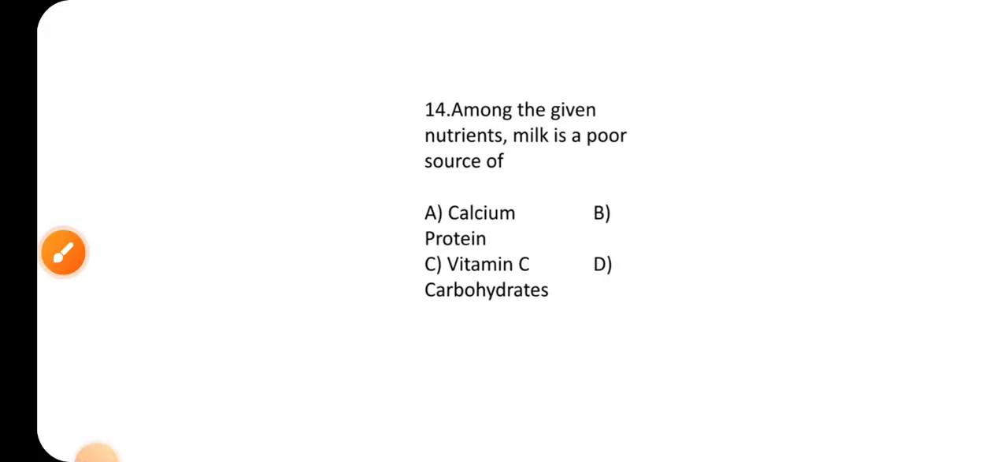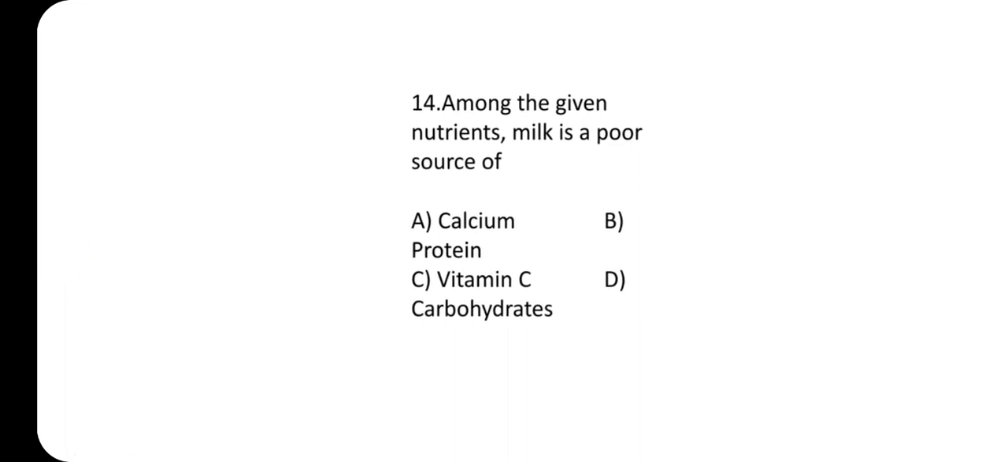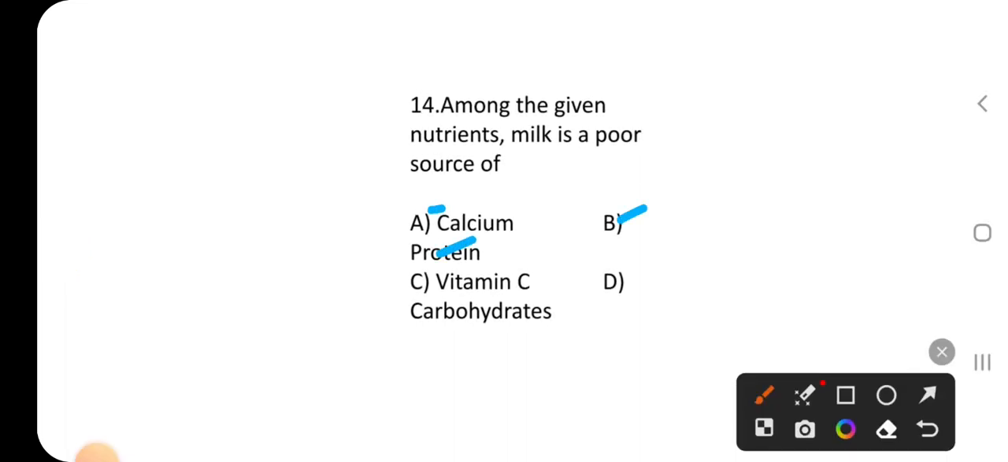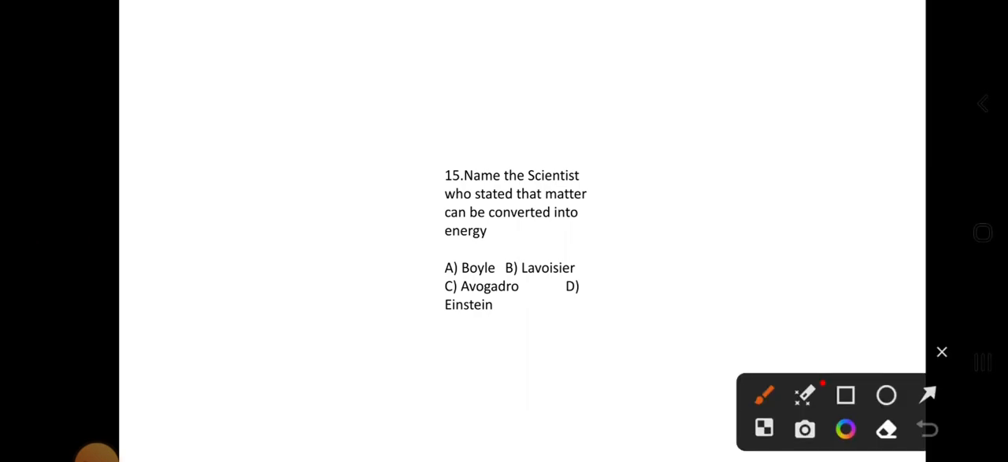14th question, among the given nutrients, milk is a poor source of, very easy question: A, calcium, B, protein, C, vitamin C, D, carbohydrates. The options got jumbled because of the font size. So the 14th question is very easy actually. 15, name the scientist who stated that matter can be converted into energy. Easiest question of the paper. Boyle, Lavoisier, Avogadro or Einstein.